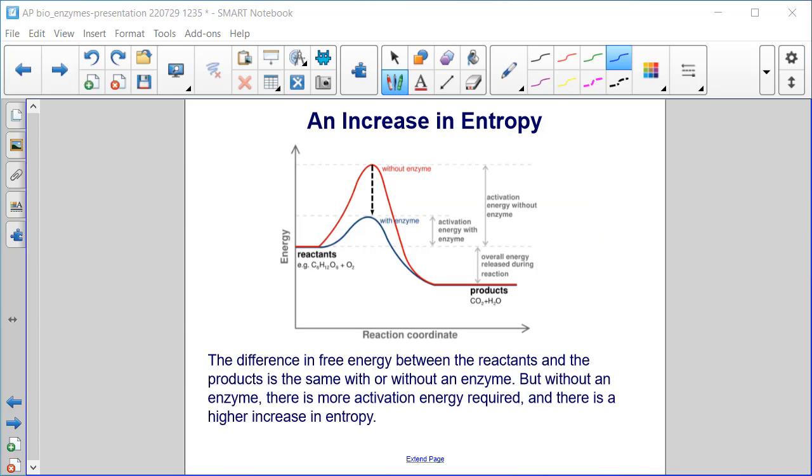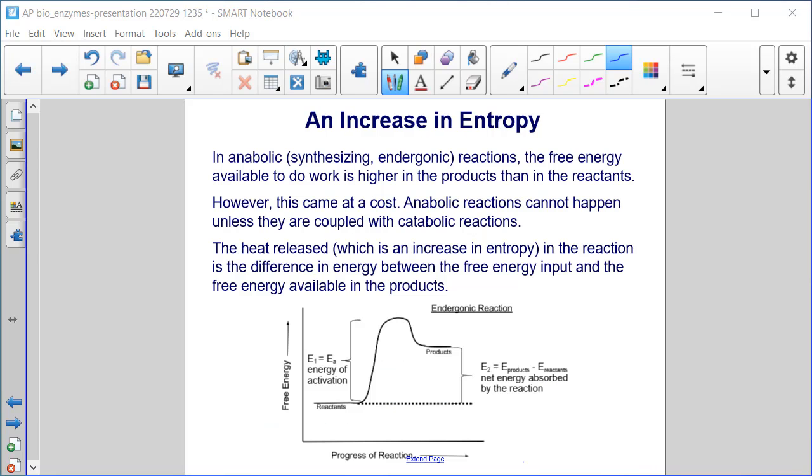The difference in free energy between the reactants and the products is the same with or without an enzyme. We can see here measured by this overall energy released during reaction is the same with or without an enzyme. But without an enzyme, there's more activation energy required, and there's a higher increase in entropy.